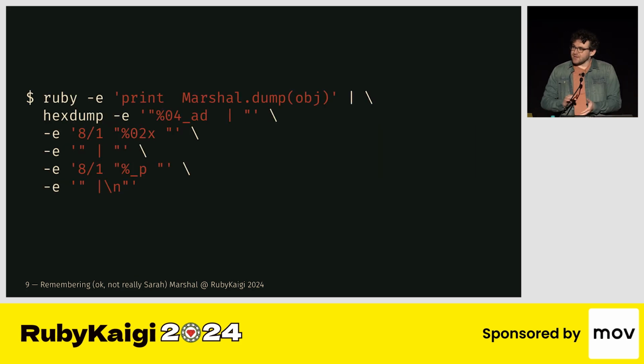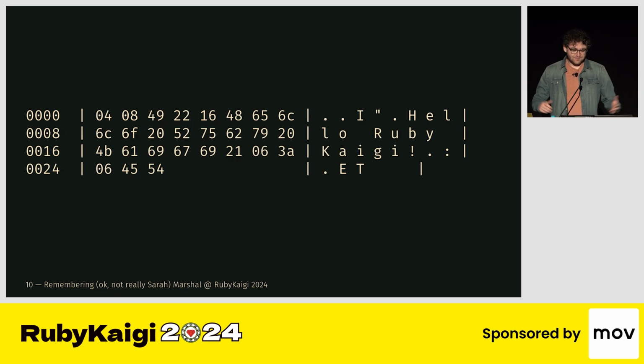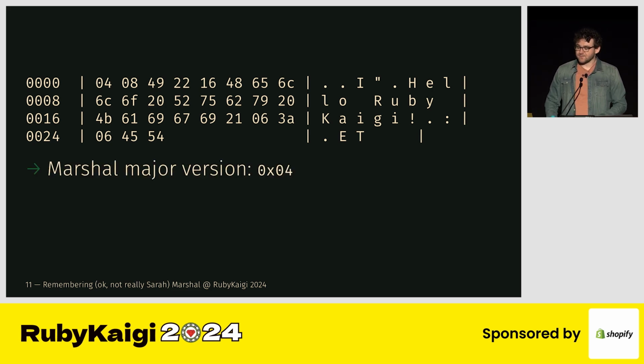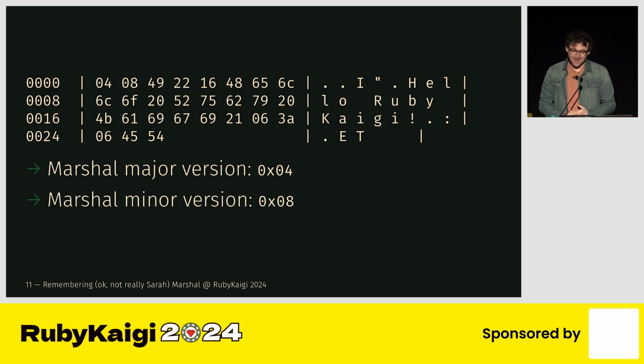So to start off, I went ahead and spent way too long this morning figuring out how to use hexdump and printed out some Marshal for us. Here we go. Here's a hexdump of a small Marshal document. And we are going to walk through this byte by byte. So here we are. Let's start off. Byte number 0. We have the Marshal major version number, 4. The minor version number, 8. And before you ask, 4.8, how old is that? The answer is very.